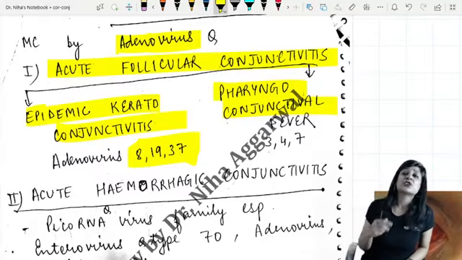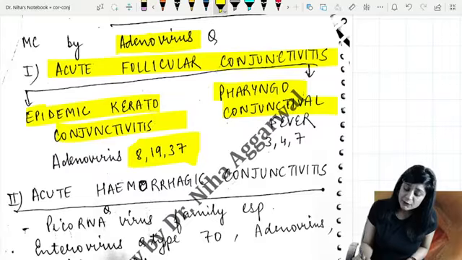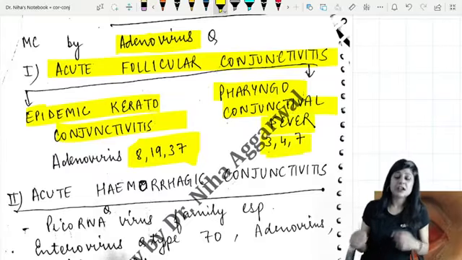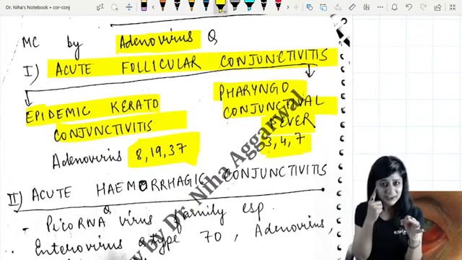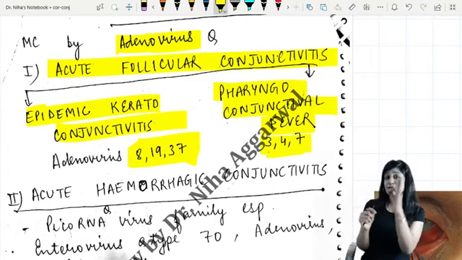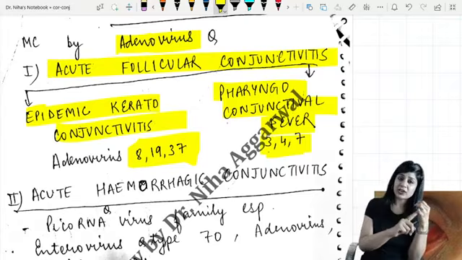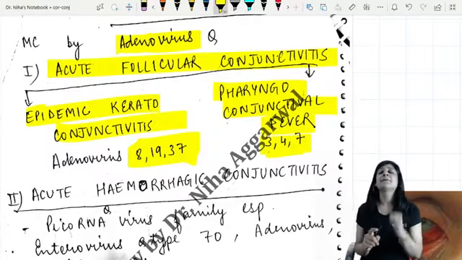While the one which is causing the typical viral fevers, what do we have in typical viral fevers? Pharyngoconjunctival fever. Pharyngo means pharyngitis, sore throat. Conjunctival means conjunctivitis. You have watering and you have fever. That is your 3, 4 and 7. So we have 8, 19, 37 and then 3, 4 and 7.